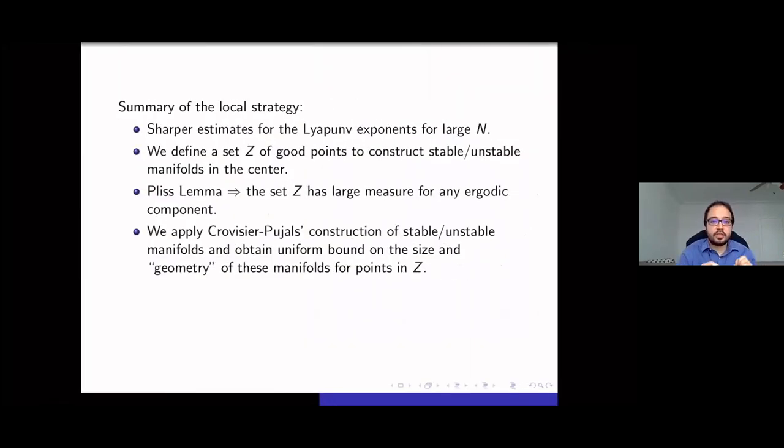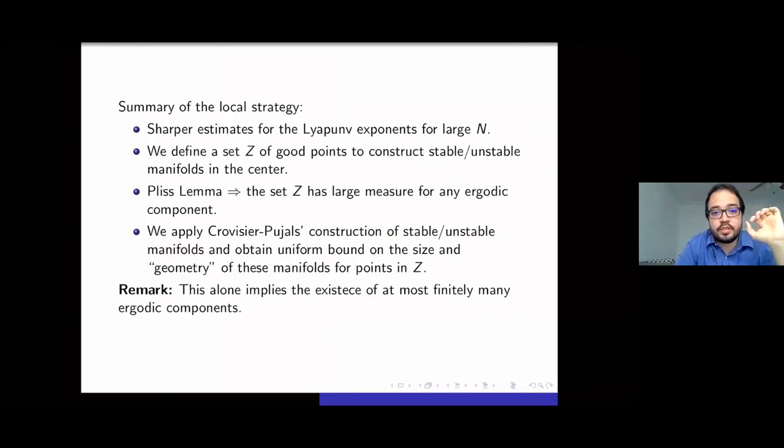So a summary of the local strategy is this. We needed some sharper estimates of the Lyapunov exponents. Then we define a set Z of good points to construct stable and unstable manifolds in the center. Then Pliss lemma allows us to say that this set Z actually has good measure for any ergodic component. And then we apply the construction of stable manifolds by Crovisier-Pujals to obtain precise estimates on the size of these manifolds. But this is not enough to conclude ergodicity. Only with this, you should be able to conclude that there are at most finitely many ergodic components.